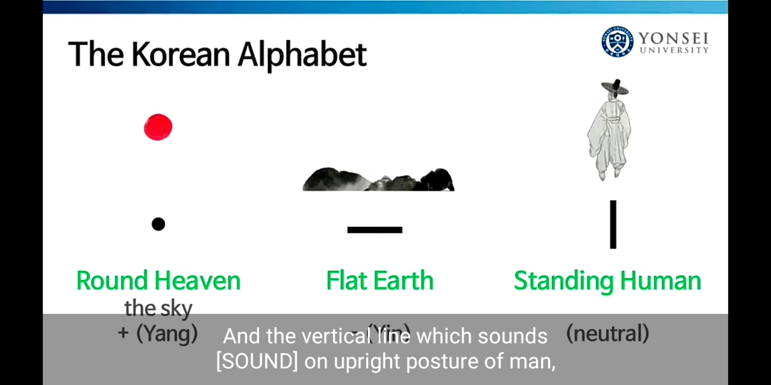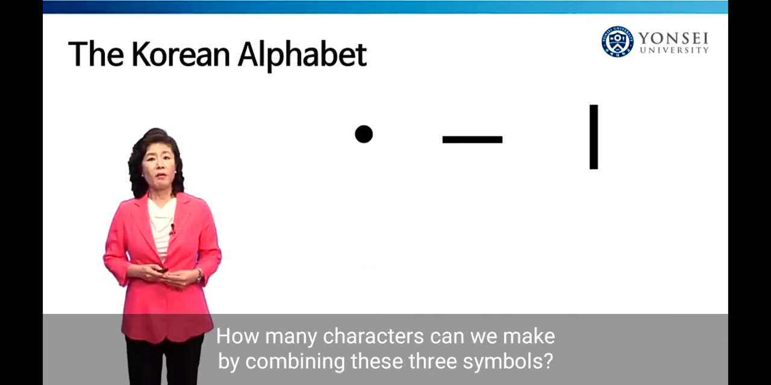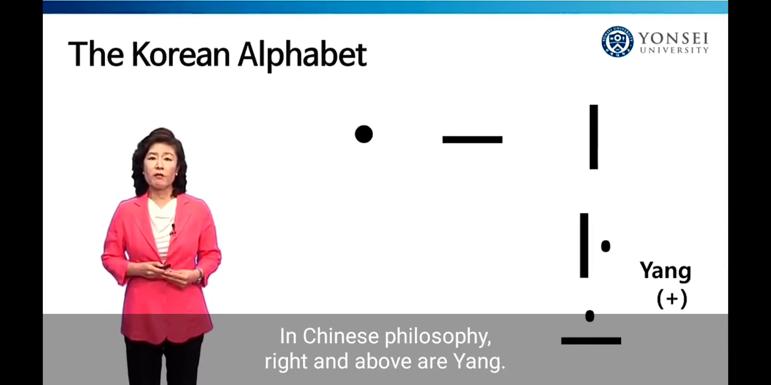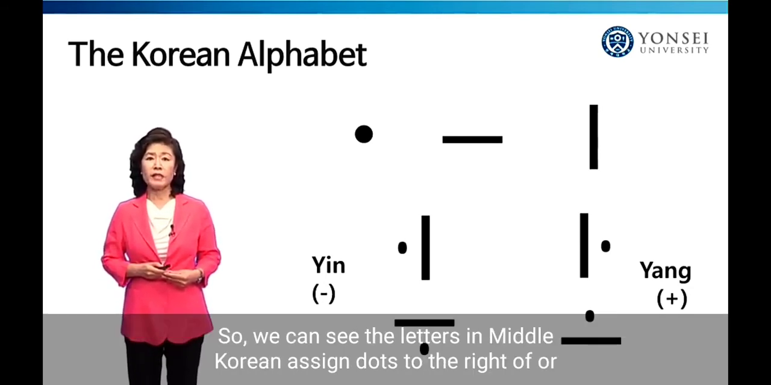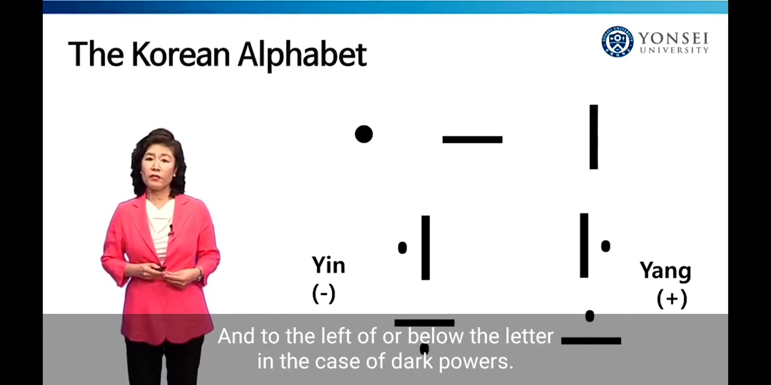8 vowels were created by attaching a dot to the 4 sides of U and E. How many characters can we make by combining these 3 symbols? In Chinese philosophy, right and above are yang, left and below are yin. So we can see the letters in Middle Korean assigned dots to the right of or above the letter in the case of light vowels, and to the left of or below the letter in the case of dark vowels.